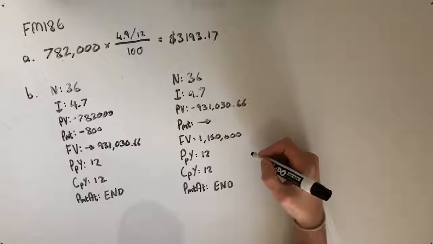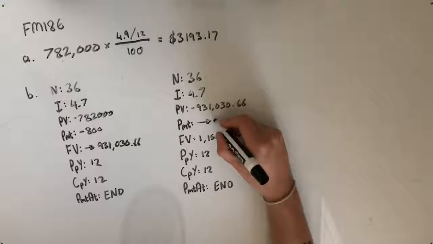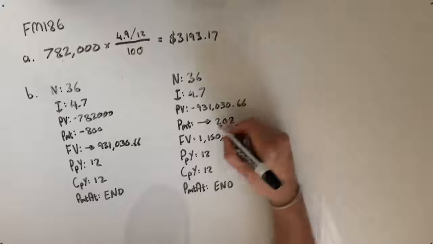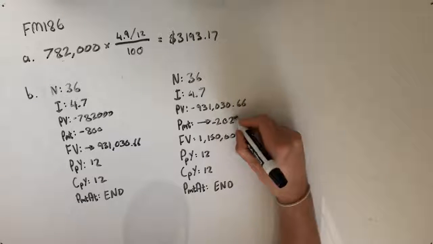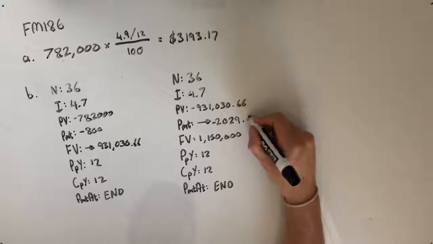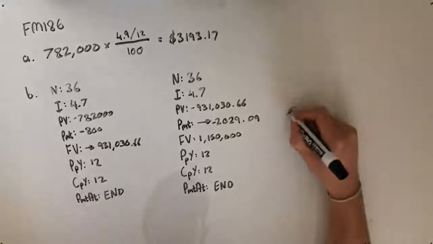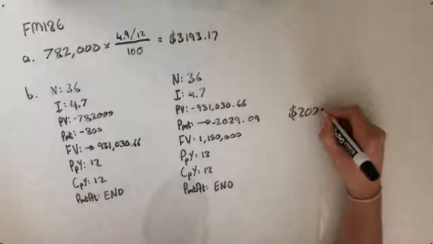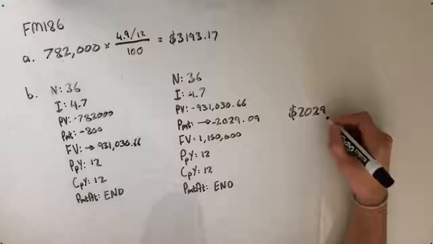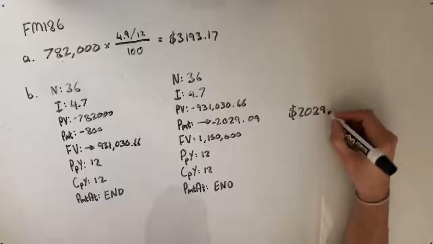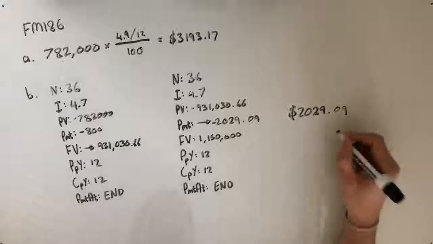Chucking all of this into Finance Solver should produce a rounded value for payments of $2,029.09. So the new payment amount, or the payment amount for the final 3 years, will be $2,029.09.